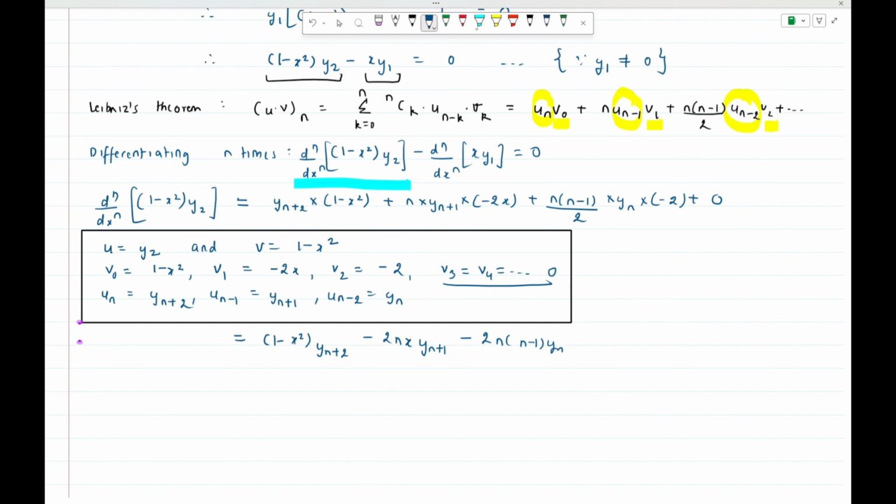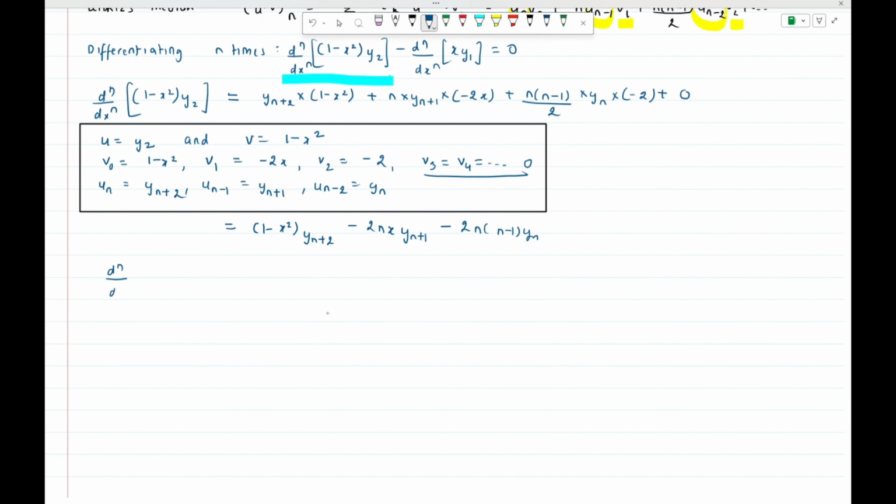Now moving on to the second term. So we will be applying Leibniz rule to this expression directly. So for the nth order derivative of x y1, you can see that x is the one which we will be choosing for v. So we will be getting 1 into yn plus 1 into x plus n into yn into 1, and after this all other terms are going to be 0. So this simplifies to x yn plus 1 plus n times yn.